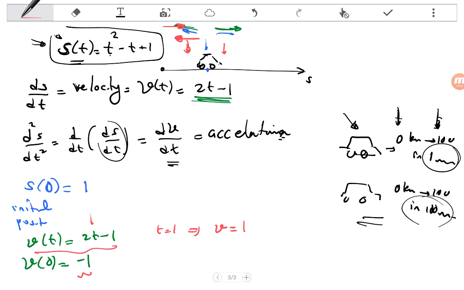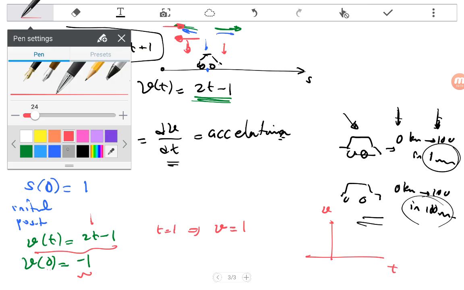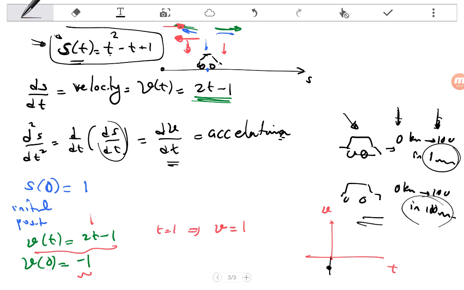Now let's graph this function. This is v and this is time. 2t minus 1 is a straight line. At time 0, the velocity is negative 1, so I have this point. Also, at t equals 1, the velocity will be positive 1. So I have this line, which represents the velocity changing with time.